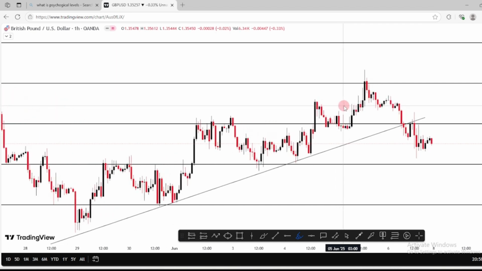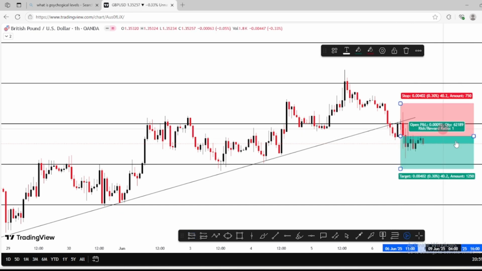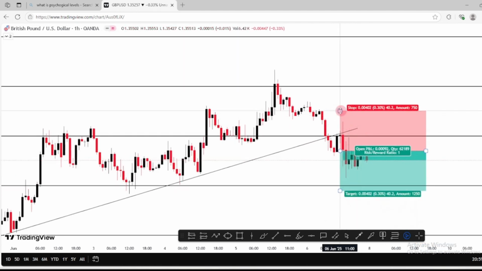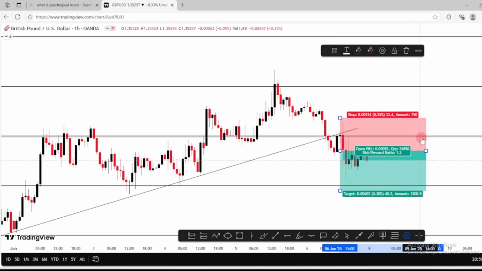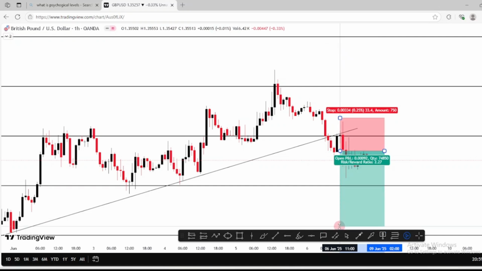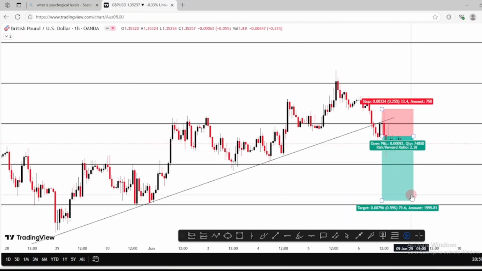Now you can take this sell right here. This is a clear confirmation for sell, and you can target the next psychological level as your TP. Put your stop loss just below here, and you can target the next psychological level or the third one as your TP. You can see, and price actually dropped to that place.